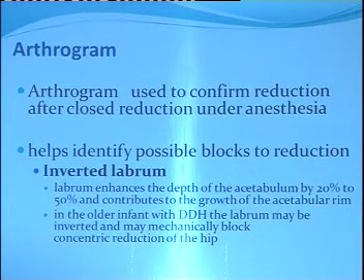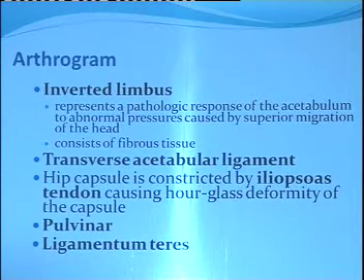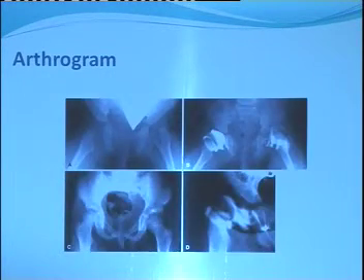The arthrogram is used to confirm reduction after closed reduction under anesthesia. It helps in identifying possible blocks to reduction, that is the inverted labrum, or it can show the inverted limbus, the transverse acetabular ligament, and the iliopsoas tendon which crosses along the capsule and gives rise to hourglass deformity. The pulvinar is a fibrofatty tissue that fills the acetabular cavity and gives rise to a filling defect, and the ligamentum teres can also be visualized, with thickening of the ligamentum teres.